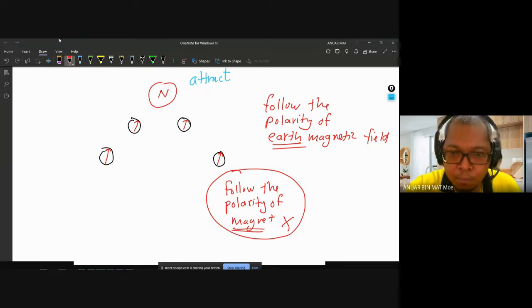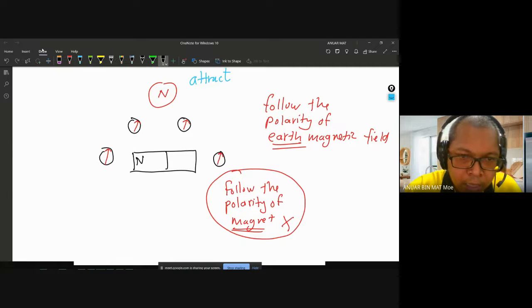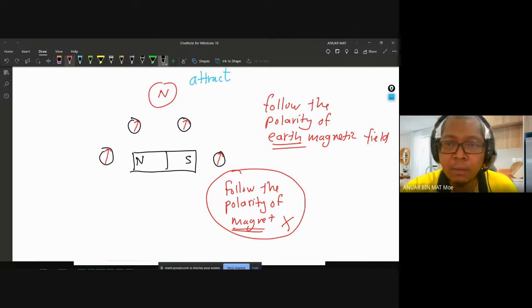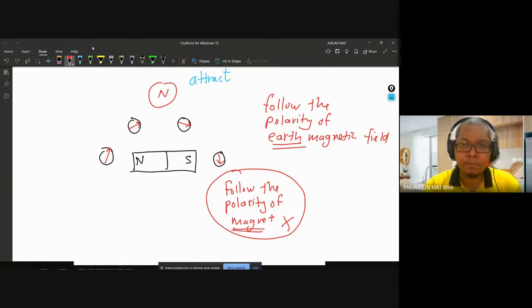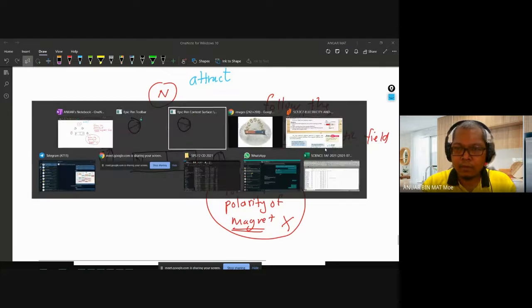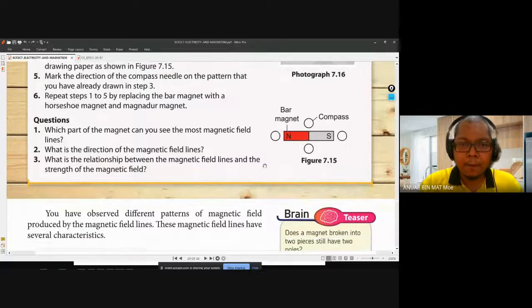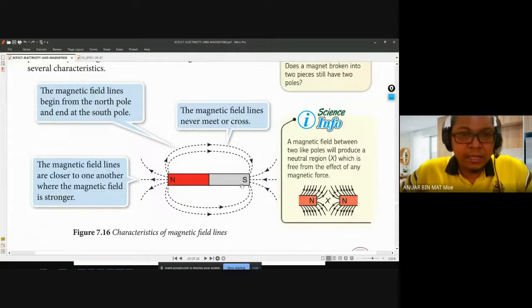Okay. If I put back the magnet over here, north and south, which is stronger? The magnet on the table or the Earth magnetic field? Which one is stronger? The table. Yes, very good. The table magnet will become stronger than the Earth magnetic field. So you can see it will follow the magnetic field of the magnet, not the Earth magnetic field. Can you understand this? Right, class, yeah? Okay. All right, so we continue. So you need to remember the characteristics of magnetic field lines.